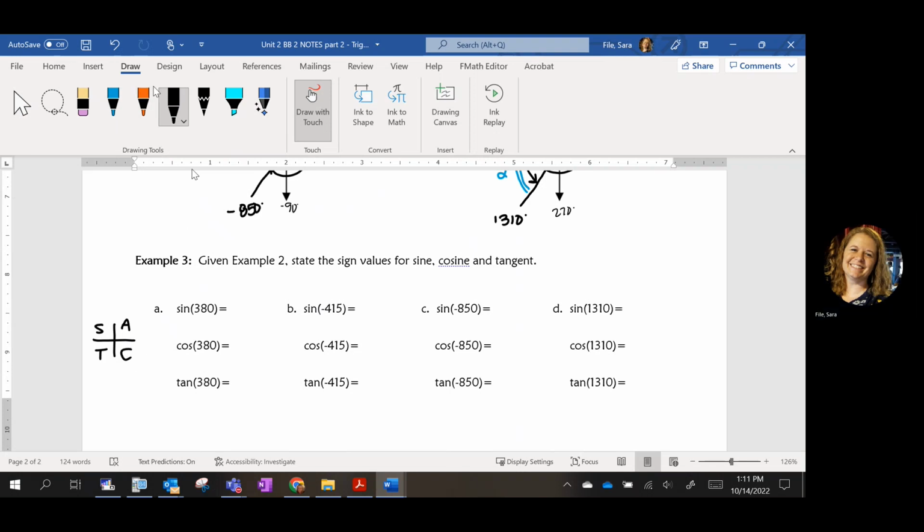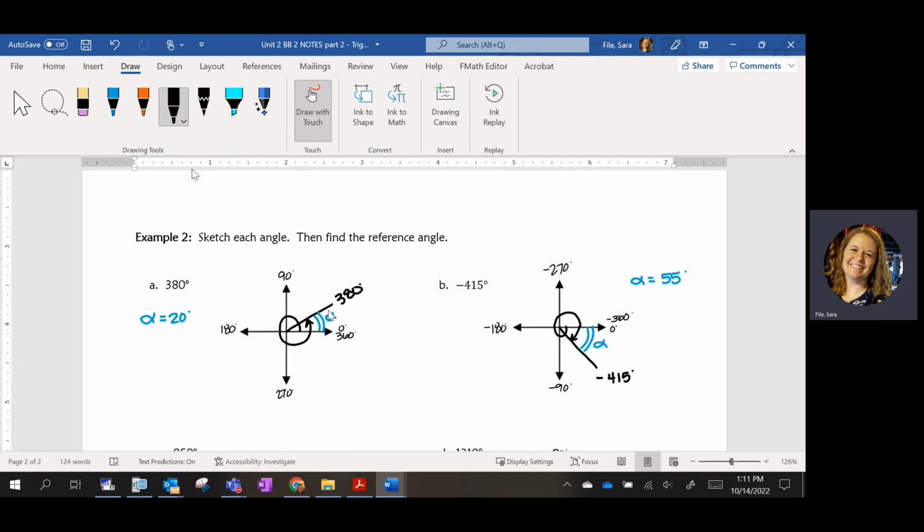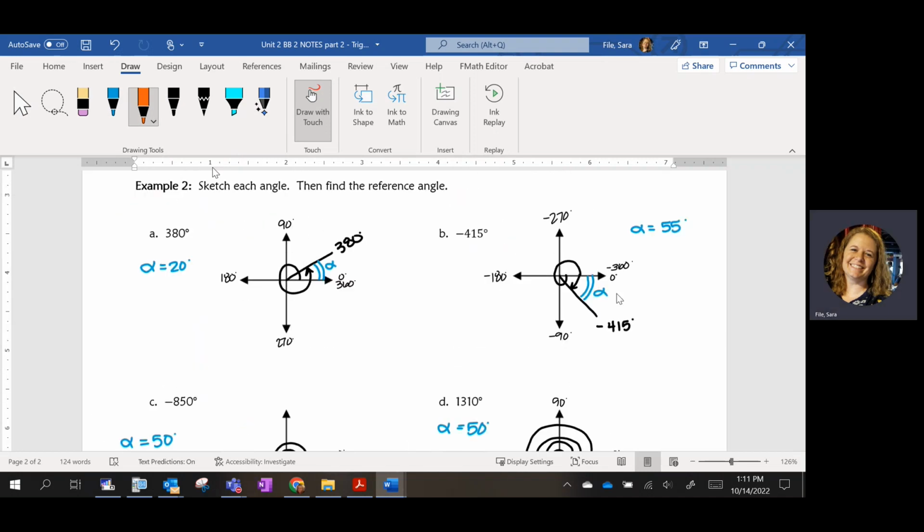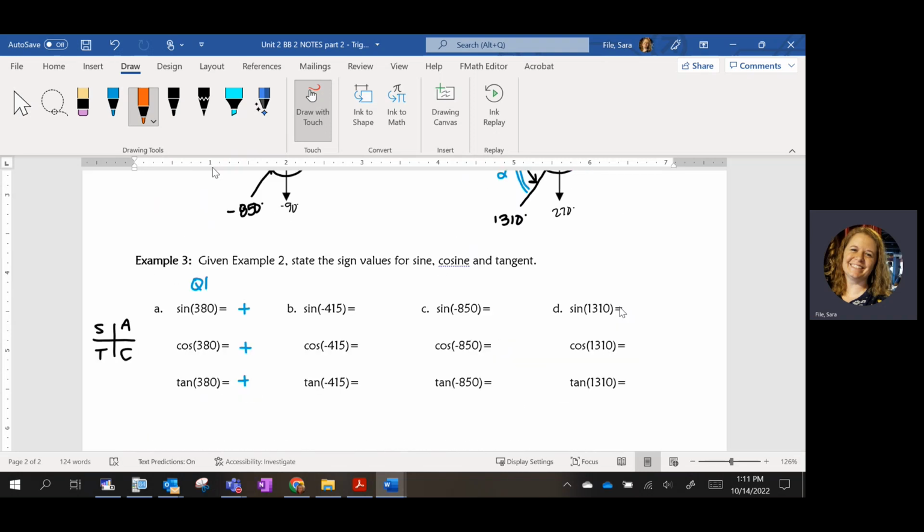Okay, so for example A, we said that terminal side ended back up in quadrant 1. So 380, this is in quadrant 1. So that means that all of these should be what? Positive. I'm just going to put a plus or a minus. You can write positive or negative if you prefer. I'm just going to use the symbols. Okay. So then on B, negative 415 ended up in quadrant 4.